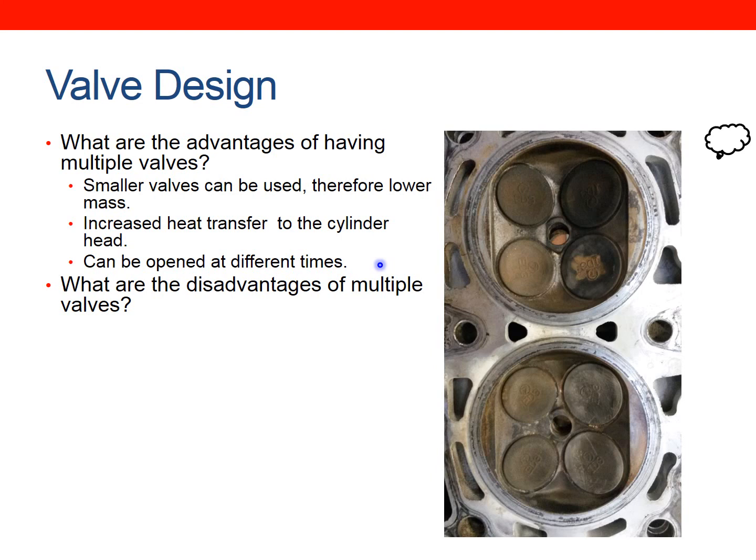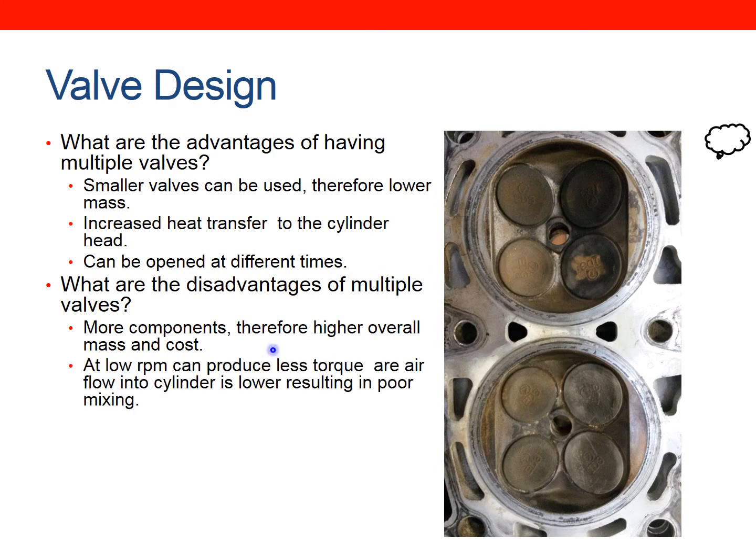So the disadvantages of this are, firstly, you've got more components. So overall, although each valve is going to be lighter, there is going to be a higher overall mass and associated cost with that. At low RPM, it can produce less torque, and the reason for that is because you've got effectively a larger flow area. It means that for the same mass flow, the velocity is going to be lower, and if the velocity is lower, you're going to get poorer mixing, and that poorer mixing is going to give you poorer combustion.